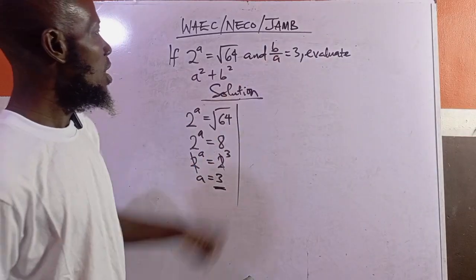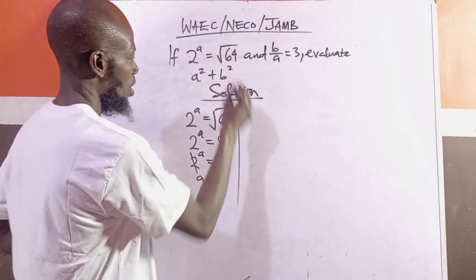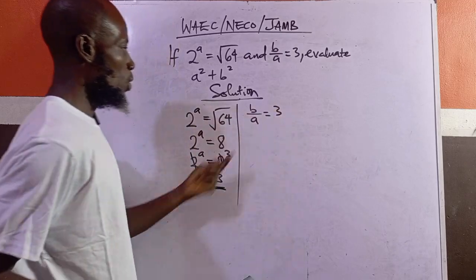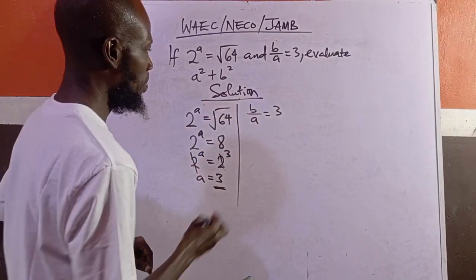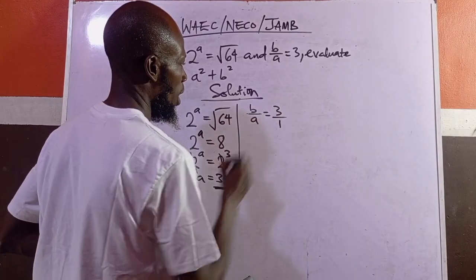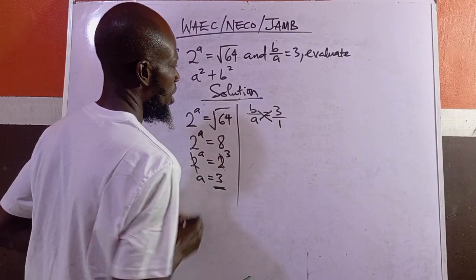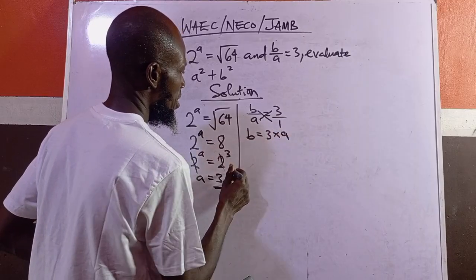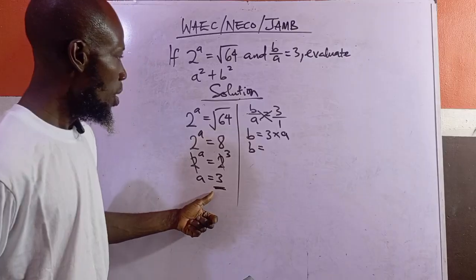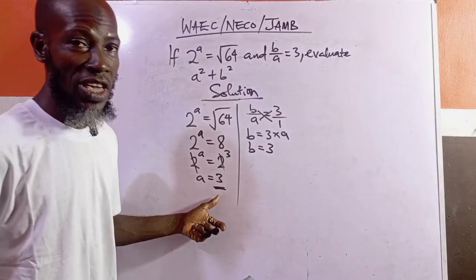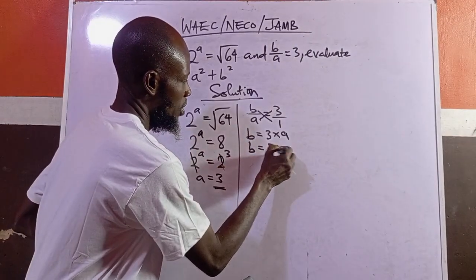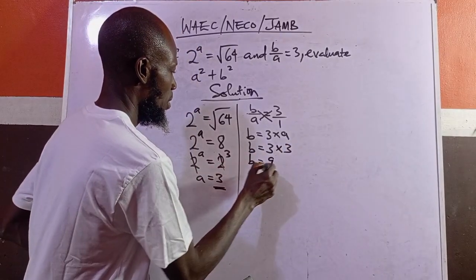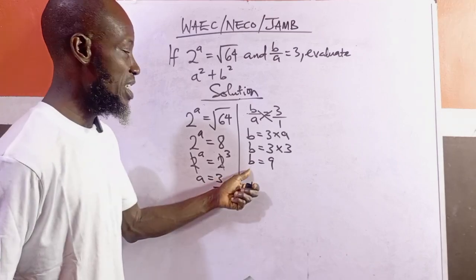So for b, how are we going to get the value of b? From there, we have b over a equals 3. Let's simplify this to get the value of b. This can be written as 3 over 1, so we cross multiply. So b equals 3 times a. We have the value of a to be 3, so that's 3 times 3, which is 9. So the value of b is 9.